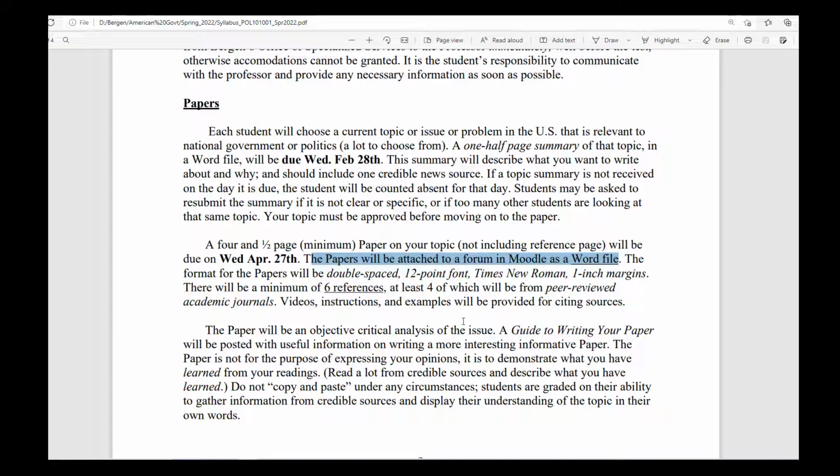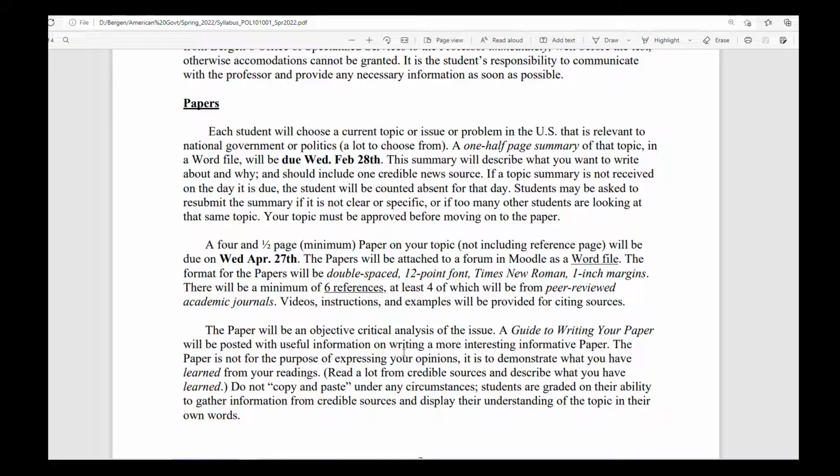But for the online classes, I'll set up a forum, and you will attach your paper in a Word file to that forum in Moodle. I do that for a specific reason, so be sure to make note of that, because with a Word file, I will be able to put the comments on that file and email those comments back to you. The format for the papers is double-spaced, 12-point font, Times New Roman, 1-inch margins. Now, be single-spaced for the reference page.